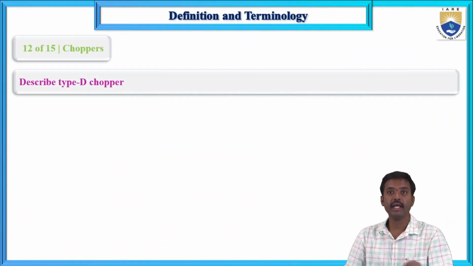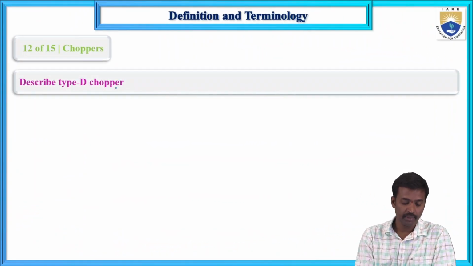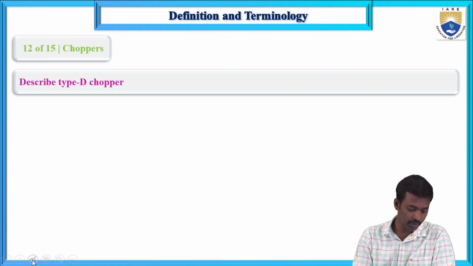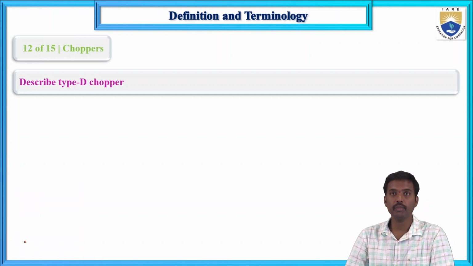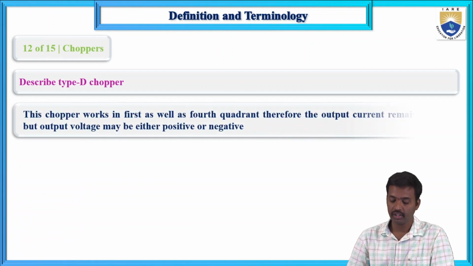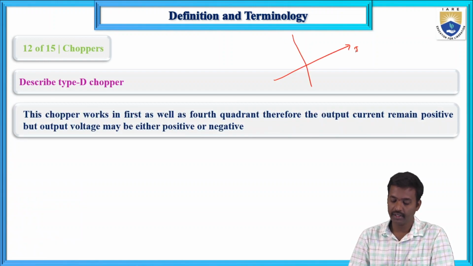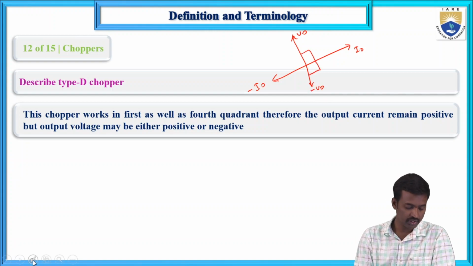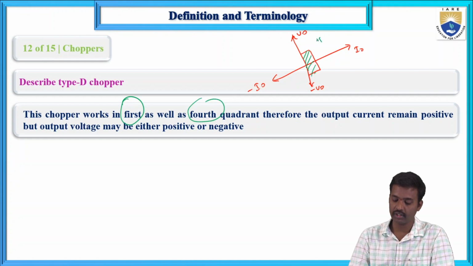Next, describe the type D chopper. Here this is I0, V0, minus I0 and minus V0. It works in the first and fourth quadrant. This is first and this is the fourth quadrant, second and third quadrant.